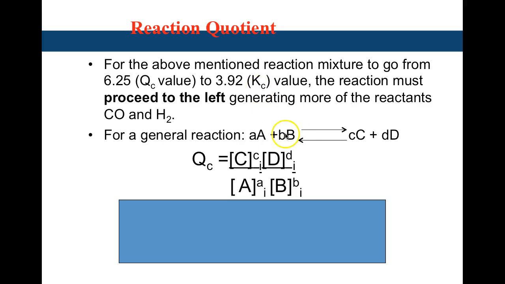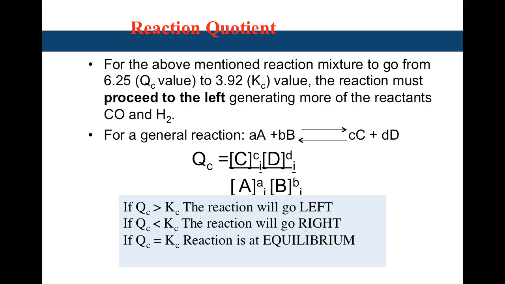So for a general reaction, if you have reactants A and B forming products C and D, you write the Qc expression at the given instant. If Qc is greater than Kc, the reaction will go left. If Qc is less than Kc, then equilibrium hasn't been reached. It will have to go right towards product. If Qc is exactly equal to Kc, that means you are at equilibrium.